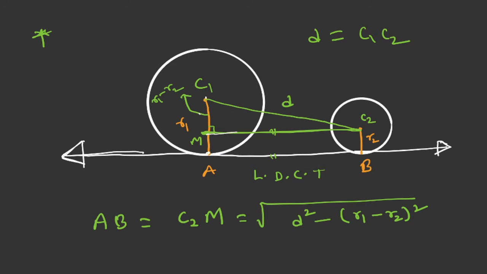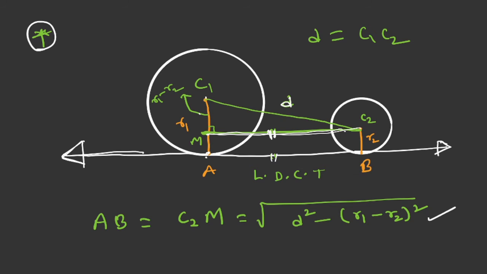And I'm drawing a line parallel to AB, so that length will become equal. Now it is a simple rectangle type of thing. Now I need to find this length, and I know this is the distance between the centers, d, and this is the difference of radii. Therefore, by using the Pythagoras theorem, we get this as under root of d square minus (r1 minus r2) whole square.